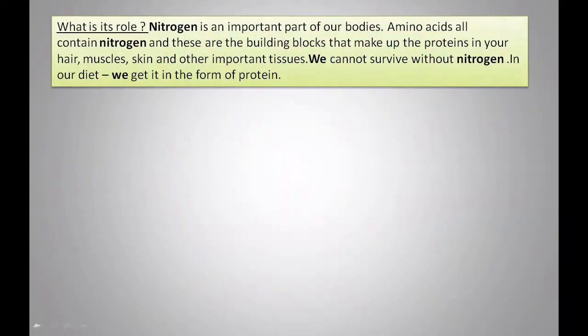What is its role? Nitrogen is an important part of our body. Amino acids all contain nitrogen, and they are the building blocks that make up the proteins in your hair, muscles, skin, and other important tissue. We cannot survive without nitrogen. In our diet, we get it from protein.